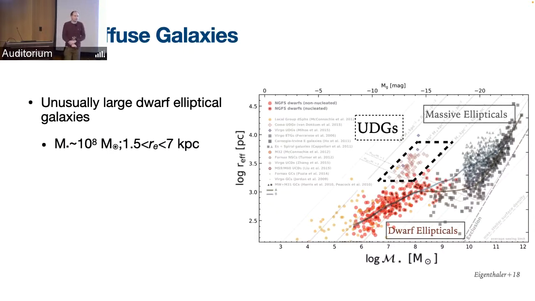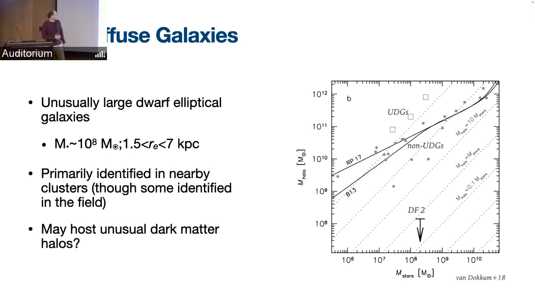And these are galaxies that have been known for almost 40 years now, but they received a resurgence in interest back in 2015, where a large population were discovered in the Coma cluster with Peter van Dokkum's Dragonfly survey. And yeah, they're kind of unusual, and I think they can really give us some insight into how dwarf galaxy evolution unfolds in general. Like I said, they're primarily identified in galaxy clusters, though some have been identified in the field.